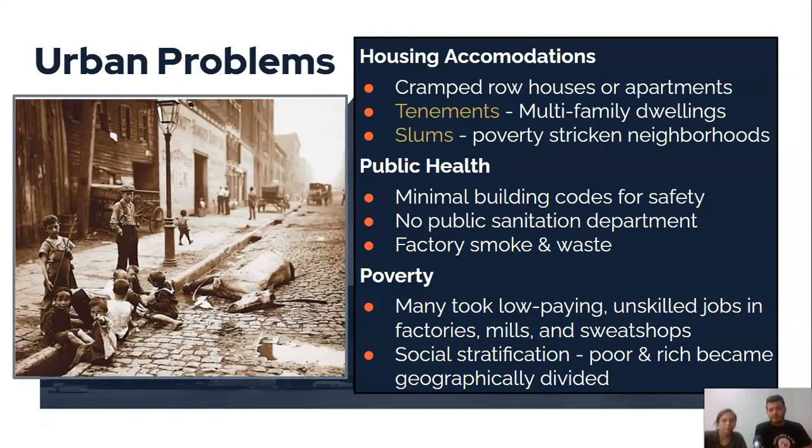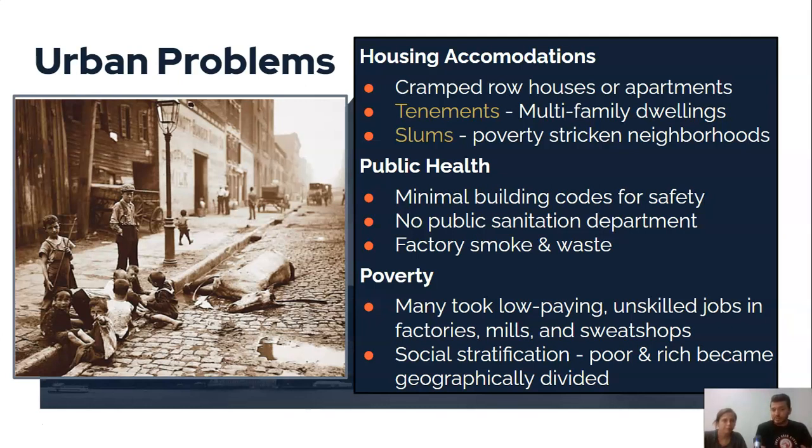Factory smoke and waste are just going to be rampant throughout the cities. The poverty, though, is really going to be the hardest part, the biggest problem of the cities. Many are going to take low-paying, unskilled jobs in factories, mills, and even sweatshops. We think of the sweatshop as terrible now, and it happens in other countries, but that was the norm during industrialization.